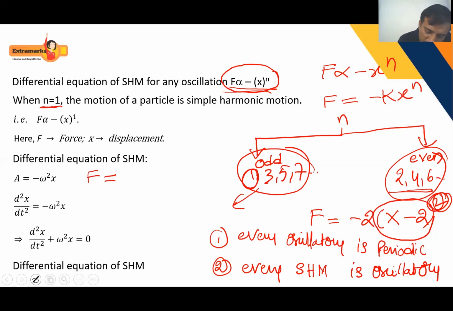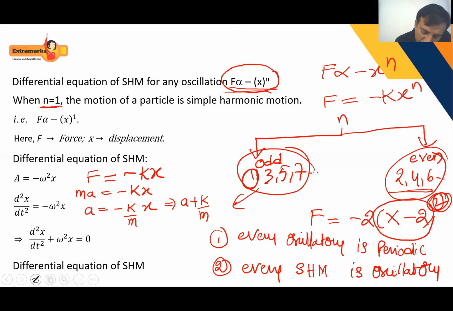Now coming to the equation that we have studied, F is equal to minus kx. F is equal to what? Minus kx. Then what is F? ma. F is equal to ma, which is equal to minus kx. And now what is a? A is equal to, I can claim like this, minus k by m x. Now finally I can write this as a plus k by m into x is equal to 0.